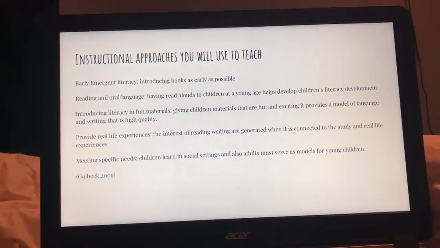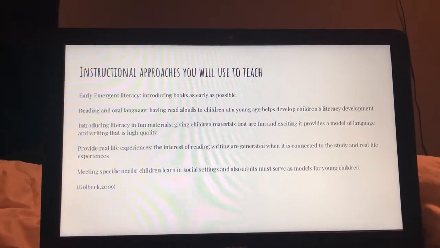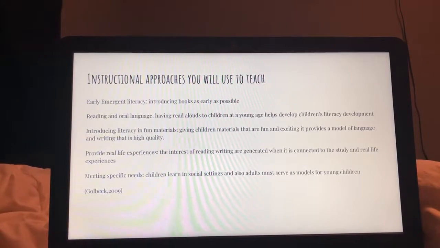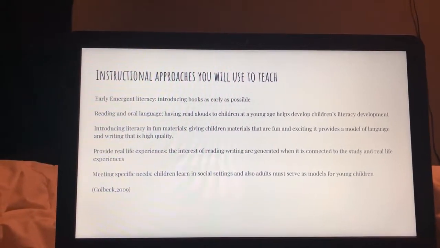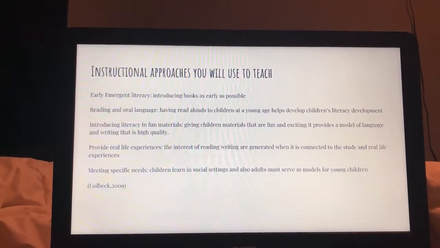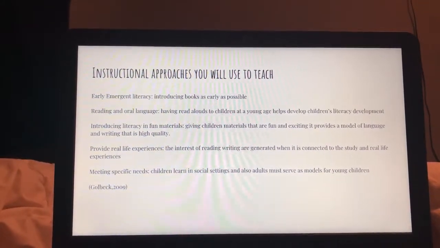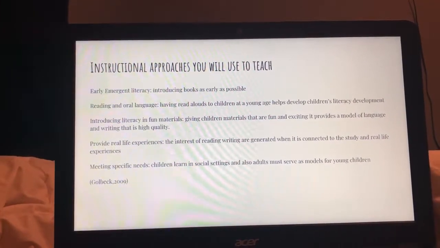Next slide is instructional approaches you will need to use to teach early emergent literacy. It can include introducing books as early as possible. So even in preschool, having children practice where the front of the book is, the back of the book, the title, the author, that gives them a foundation.